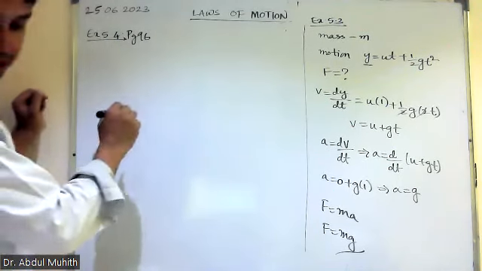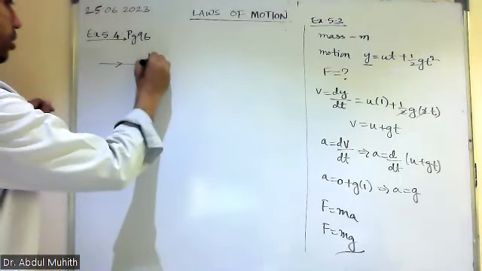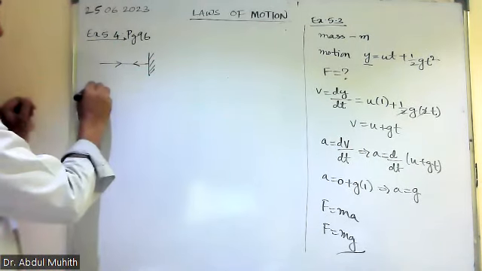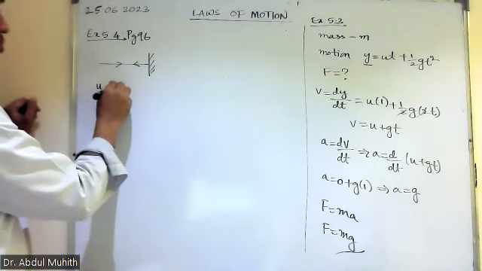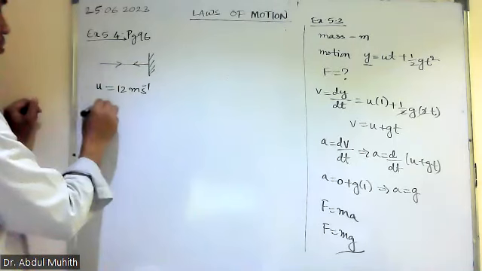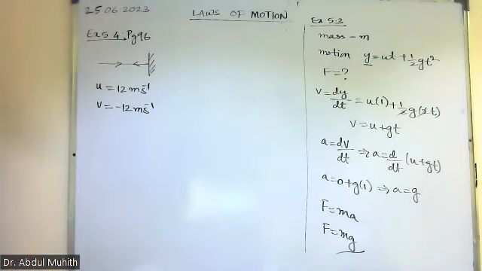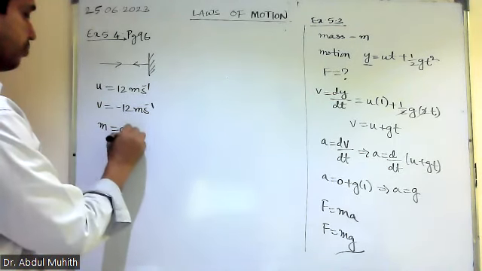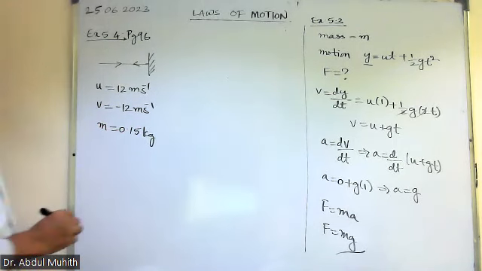So sorry, without changing its initial speed. So what happens is the ball hits the bat and returns back in the same direction. No change in speed. So U equals 12 meters per second and V equals minus 12 meters per second, because velocity has direction also. So mass of the ball is how much? 0.15 kg. Determine the impulse imparted on the ball.